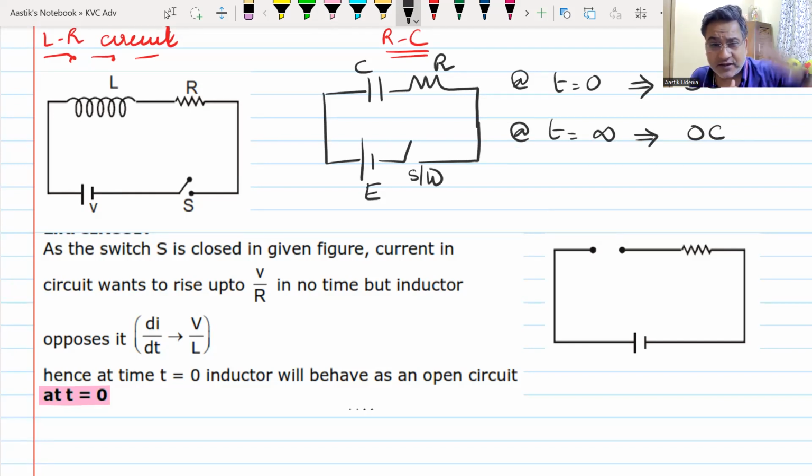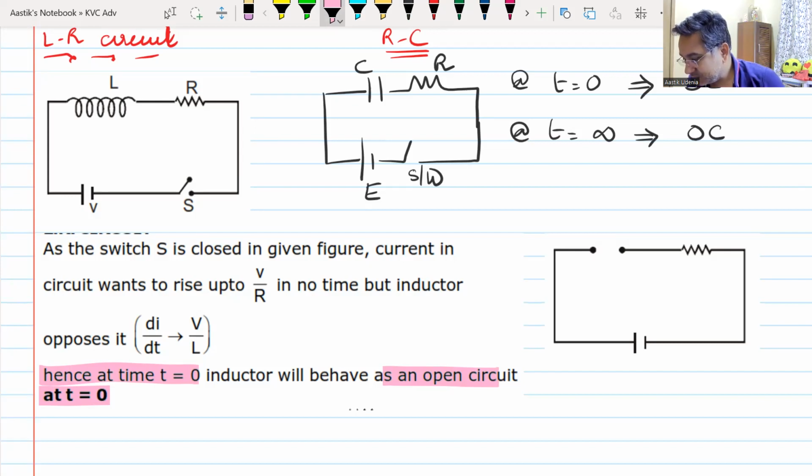When you come to an inductor, as soon as you put the switch on, the current tries to get to the maximum value, but then the inductor will try to oppose it. And therefore, at time t equal to 0, it behaves as an open circuit. It is the inverse of the capacitor. Do we understand this? Then what will happen at t equal to infinity? How will it behave at t equal to infinity? If you have understood this, then you can tell me that. At t equal to 0, it is behaving as an open circuit. How will it behave at t equal to infinity?